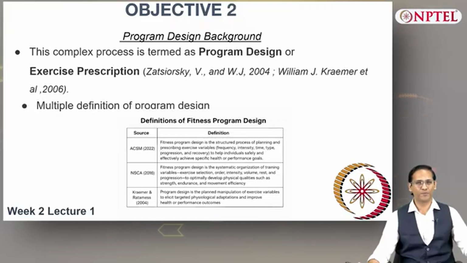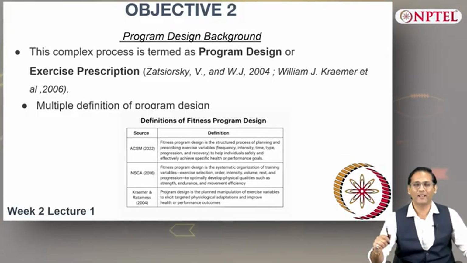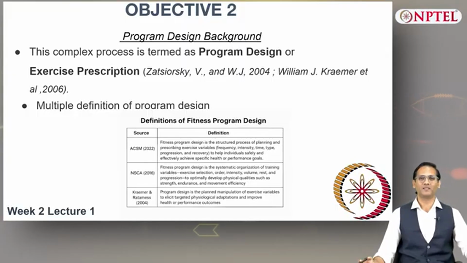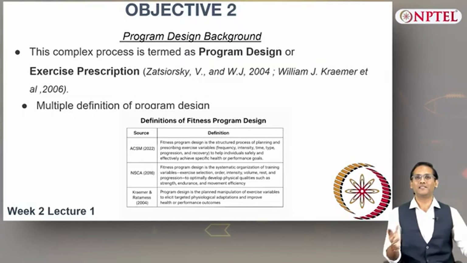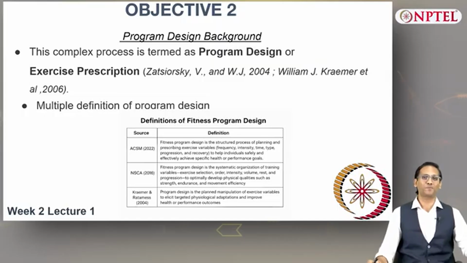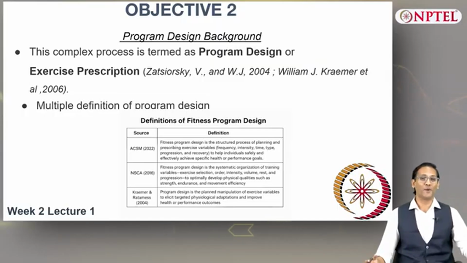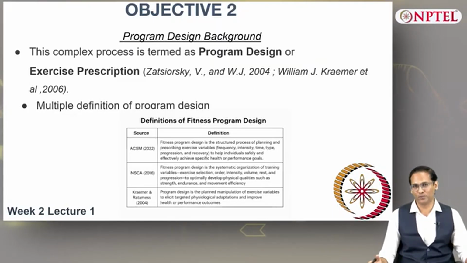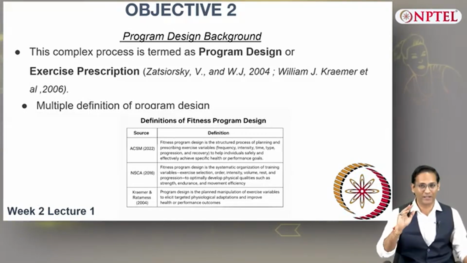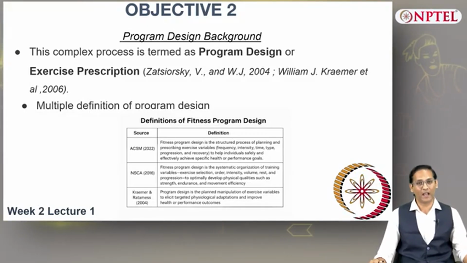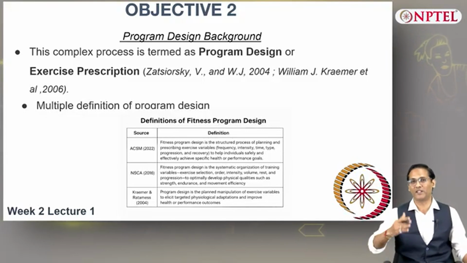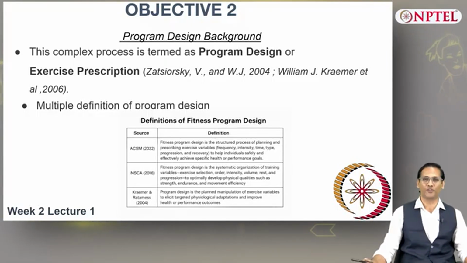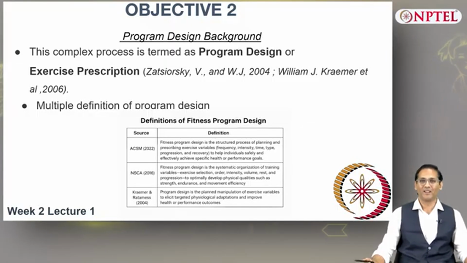Now let's move towards objective number 2, the background behind program design. The term program design is applied to the complex process of selecting different types of stimulation, the complex process of making sure that all types of training principles are applied so that you get the results after every workout or after each week of your workout or training.